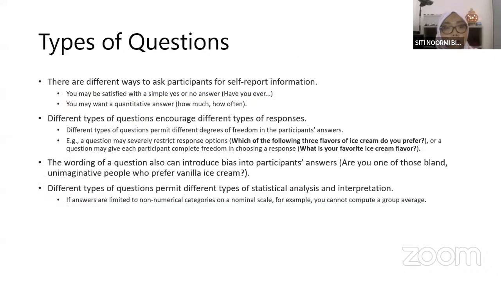The first concern is the types of questions. There are different ways to ask participants for self-report information. Sometimes the question that we ask just requires them to answer yes or no, and that is sufficient for that purpose. For example, are you happy with this product? Yes, no.